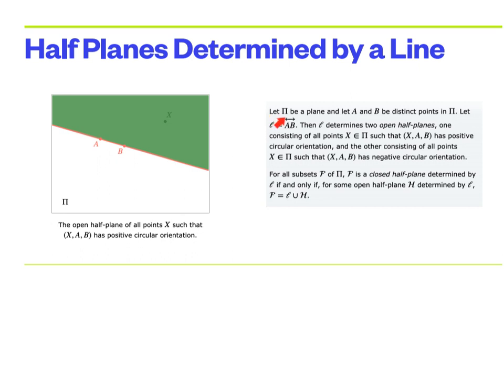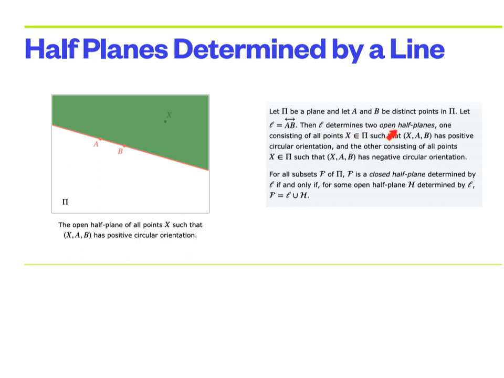So let pi be a plane and let A and B be distinct points in pi. So I have my plane here, distinct points A and B. And we're going to let L be the line AB. So I have these points and I form a line that contains both A and B.